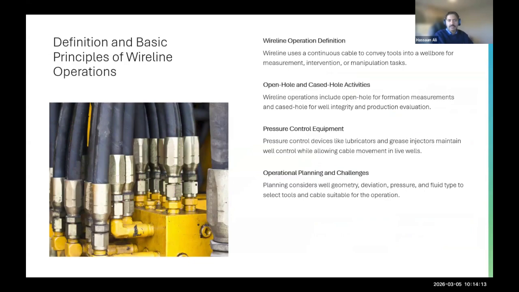Okay, so wireline uses continuous cable to convey tools into the wellbore for measurement, intervention, and manipulation tasks. We already talked about open hole and cased hole activities. Both differ very much from each other. Open hole is when you are drilling the well. Cased hole, when you have drilled the well, you have completed the well, and now the well is about to produce or it is producing already. Pressure control equipment is very critical in these tasks because pressure control equipment actually makes sure that all that wellbore fluid does not leak into the environment.